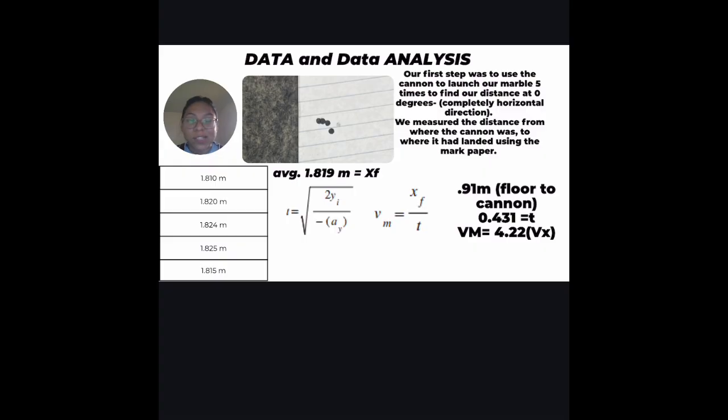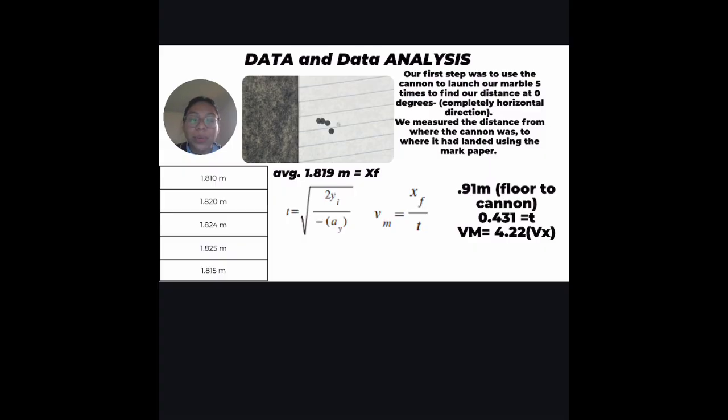And then this just has the rest of our information. The 0.91 meters is the distance from the floor, from where the cannon was on the table to the floor. From the floor to where it actually landed on the paper was the 0.91 meters. And then using that information, we calculated our time to be 0.431 seconds, using that formula of the square root of yi over negative ay, and negative ay is our gravity, which was negative 9.8.